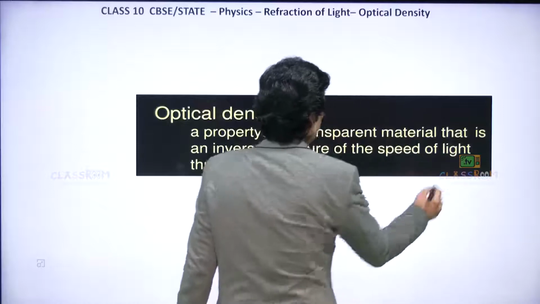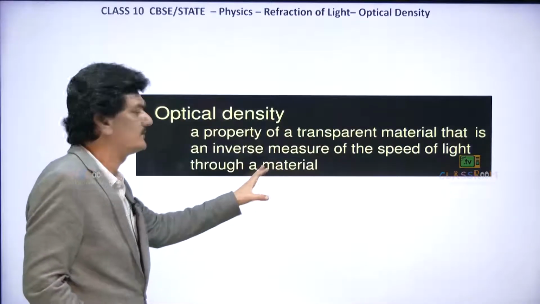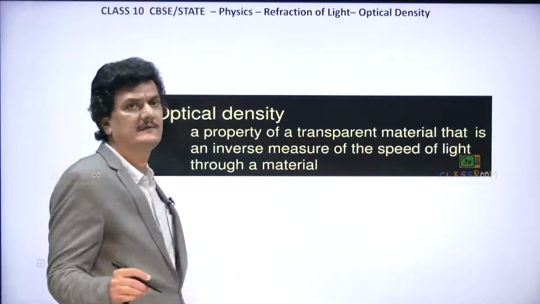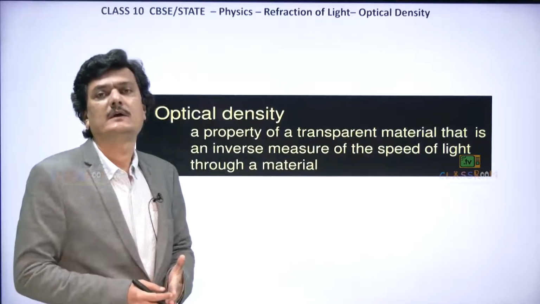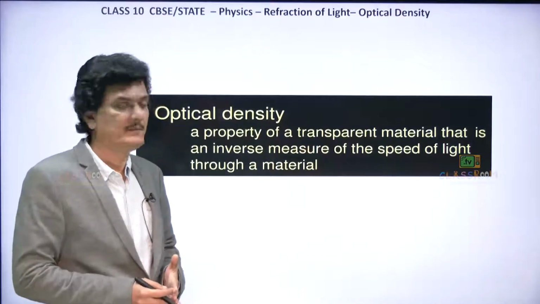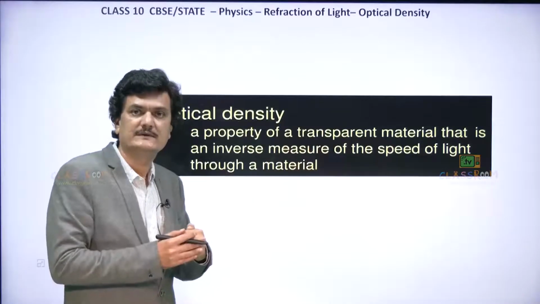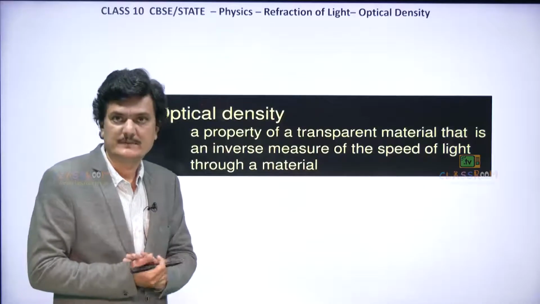such that it is an inverse measure of the speed of light through a material. Inverse measure means what? Optical density tells us, if the optical density is more, the speed of the light will be less. That is the meaning of inverse measure of the speed of light. If the optical density is less, the speed of the light will be more in that medium.